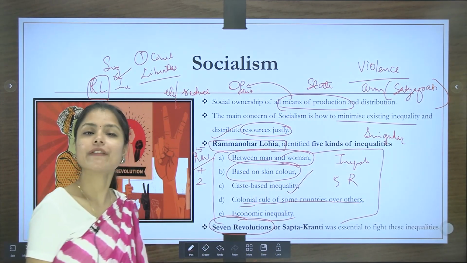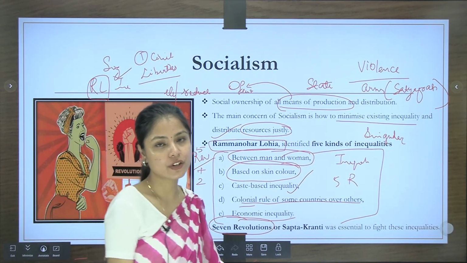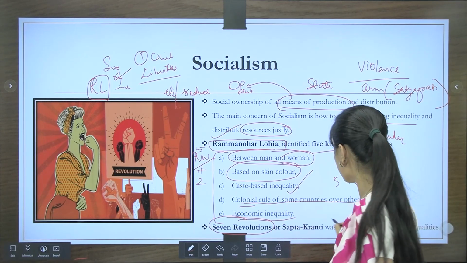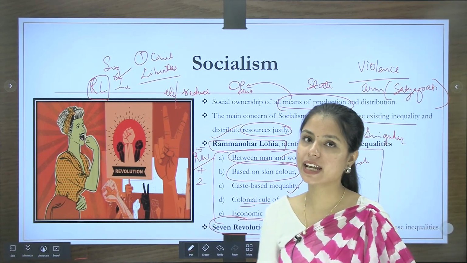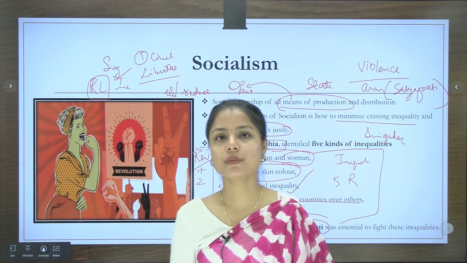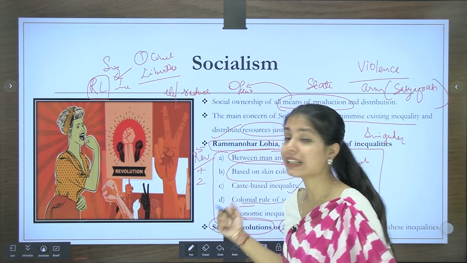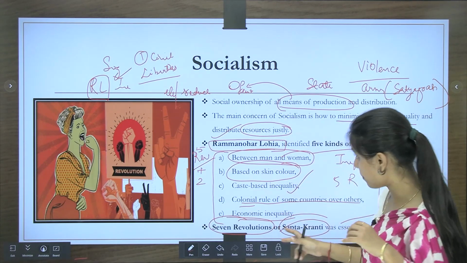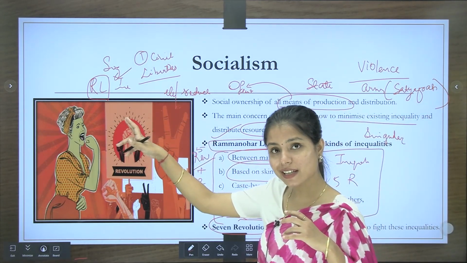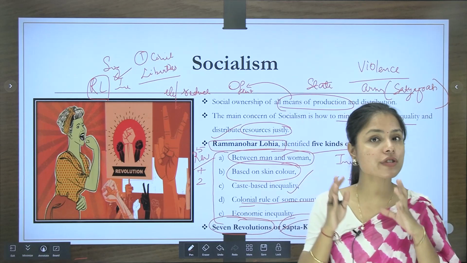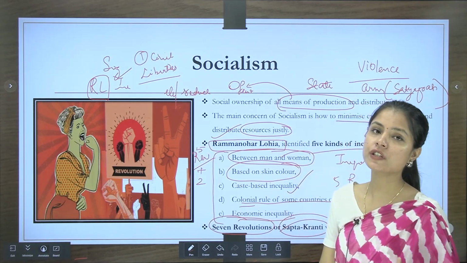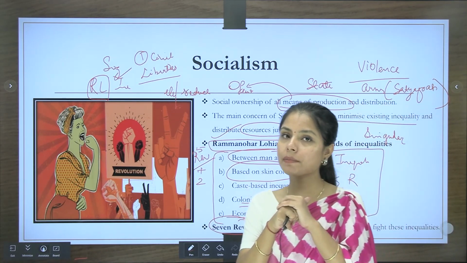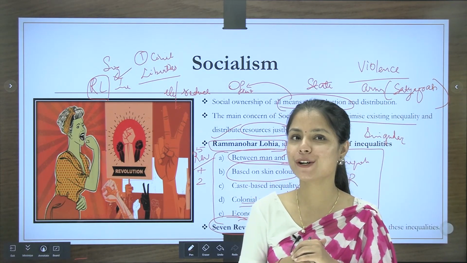These are the 7 revolutions, the theory of 7 revolutions suggested by Ram Manohar Lohia, which is also called Sapt Kranti. Please take note of this. You might get a question in your prelims, or you might want to write this when you're writing your mains answer. The 7 revolution or the Sapt Kranti cannot be looked at singularly. You need to have 7 different revolutions for these 7 different inequalities, and that would be called the 7 revolution or the Sapt Kranti of Ram Manohar Lohia.